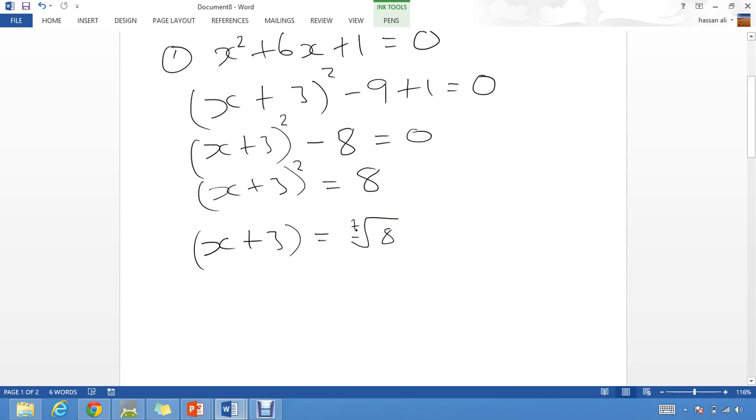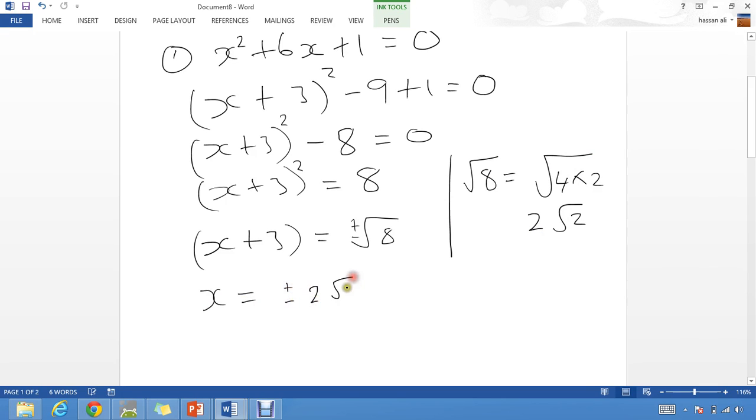Now the interesting thing is square root 8, if you know your surds, you can simplify this. Square root 8 is the same as saying square root 4 times 2. Square root 4 is 2, and root 2 we just keep the same. So if we finalize this, what we're saying is plus or minus 2 root 2 and then minus 3. So that will be your final answer.